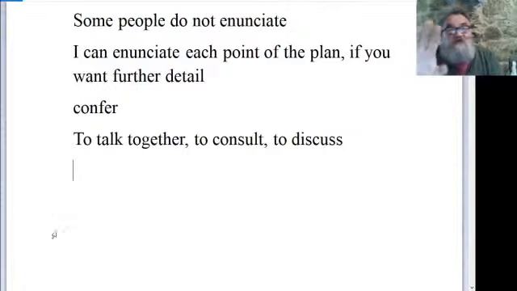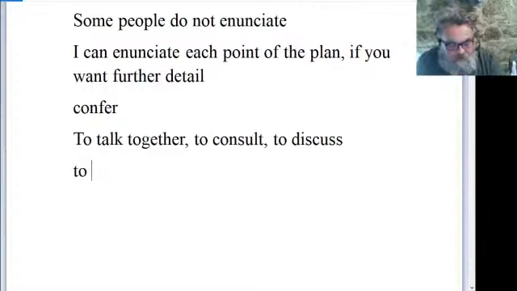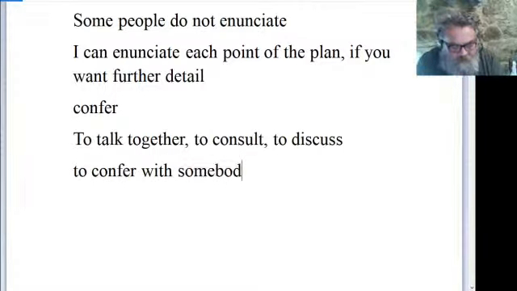So, excuse me, do you mind if I confer with my colleague to see what he thinks about your proposal? Yeah. So it's like talk together, to discuss, to ask permission, to ask further. Yeah, I can't answer this question right now. I will have to confer with my colleagues. So notice, to confer with somebody.